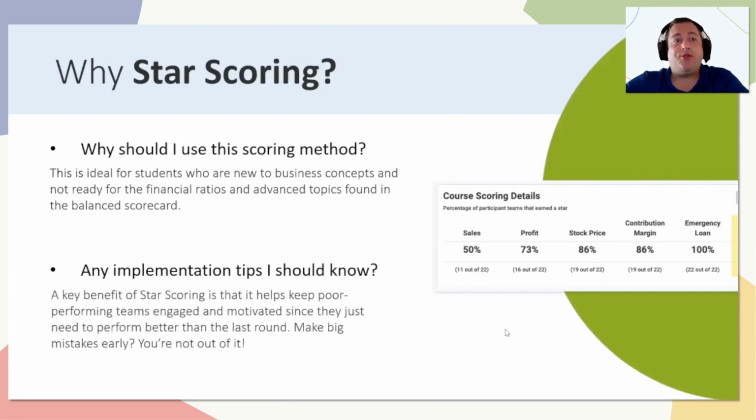As far as tips that you should know, my personal favorite is that if a team has a bad year when using the star scoring, it's not game over, right? It's easy to keep that team engaged because the objective for next year is simply to outperform what they did last year. So, one bad year, that's more of a bump in the road than something that will derail their entire simulation.